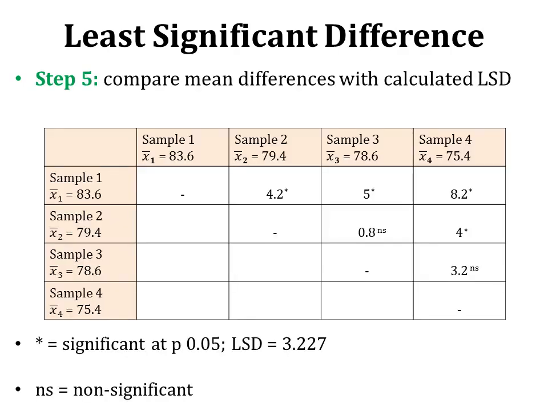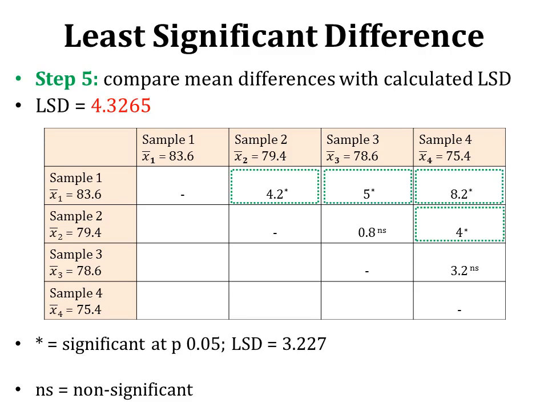Now we have to compare the mean differences with the calculated LSD. So we are going to take the same table that we made at the 0.05 significance level. Here you can see that we already have labeled those samples which were significant at 0.05, and we also have labeled those samples which were non-significant, right? So how many samples do we have here? We have 4 samples which are significant at 0.05. Therefore, at this stage, comparison is going to be made only for these 4 pairs. And the LSD is 4.3265, right?